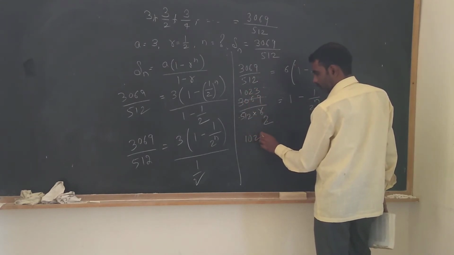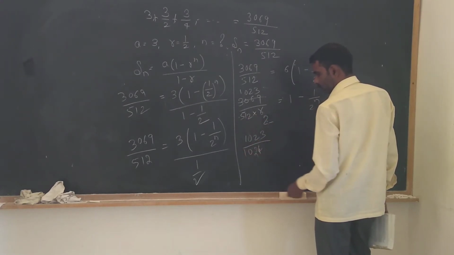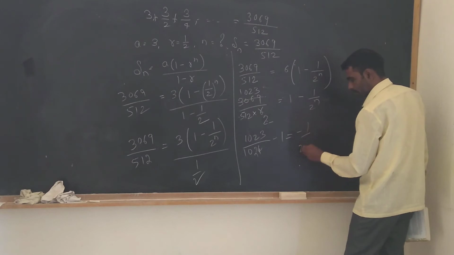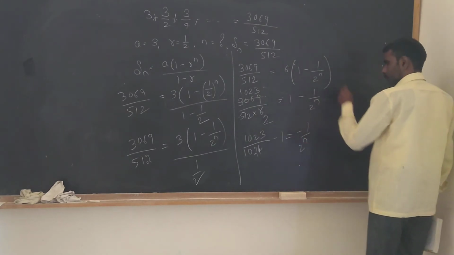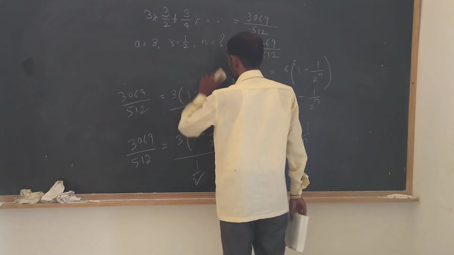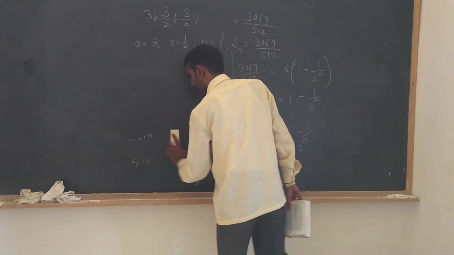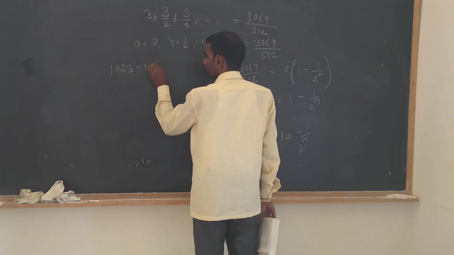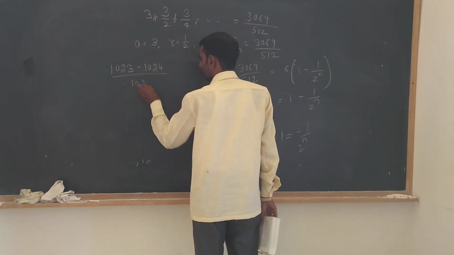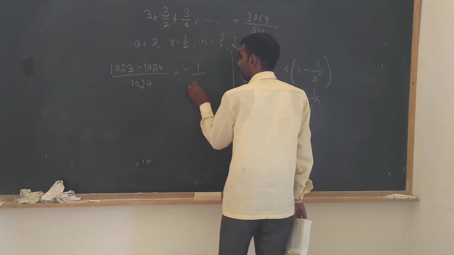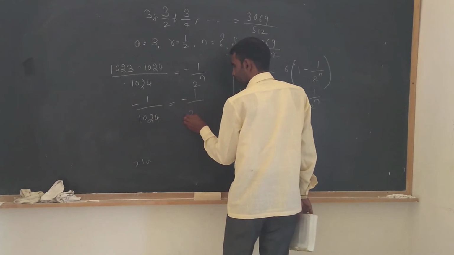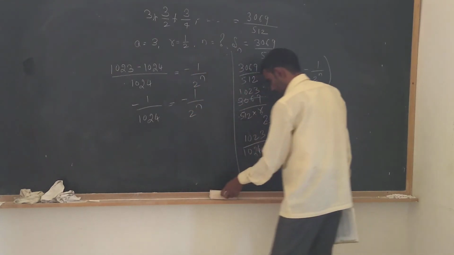So 1023 divided by 1024, 1024 minus 1. When you transfer it, it is equal to minus 1 divided by 2 raised to n. So I continue here. Now 1023 minus 1024 divided by 1024 is equal to minus 1 divided by 2 raised to n. Minus 1 divided by 1024 is equal to minus 1. That's it. Note this step.